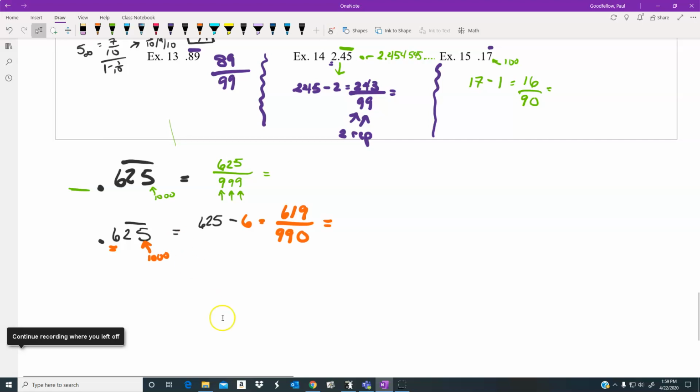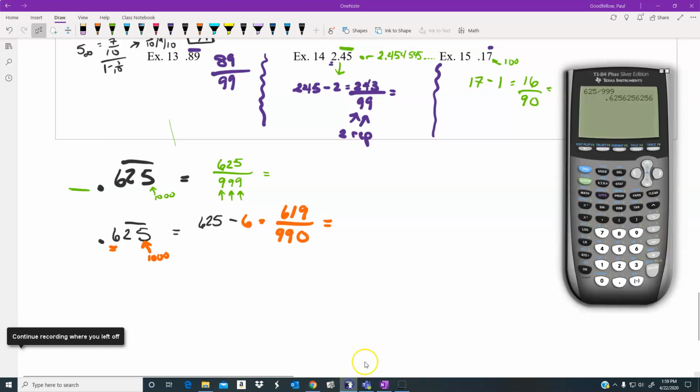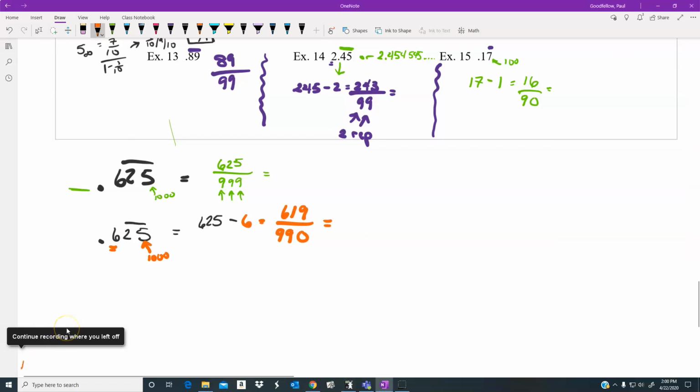Now, let's see what we got here. 619 divided by 990. And that answer, check it out. The 25s are the only thing that end up repeating. Okay, now let's do this last example. What if I wanted to do 0.625, but the only thing repeating is the number 5? Well, that's going to be 625 still.